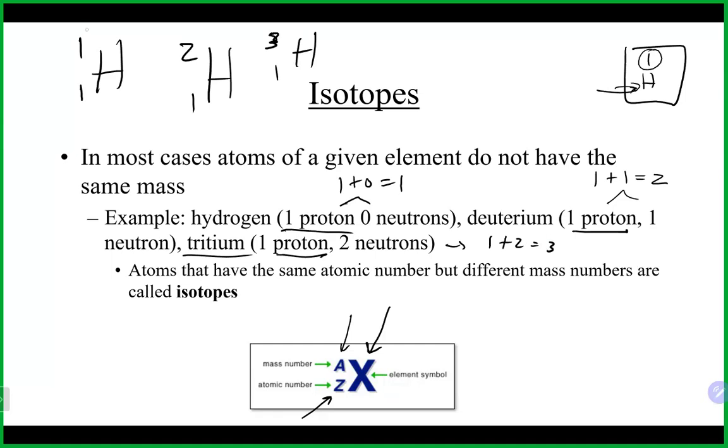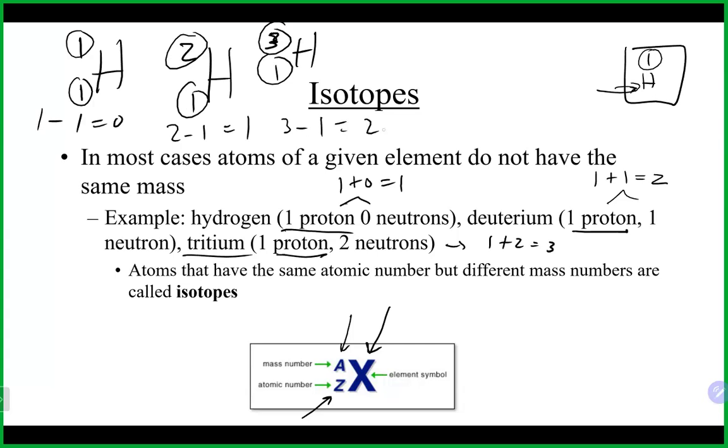By the way, you take the top number minus the bottom number, it gives you the neutrons. 1 minus 1 is 0 neutrons. 2 minus 1 is 1 neutron. 3 minus 1 is 2 neutrons. So top number minus bottom number will give you the number of neutrons, and that's a very common way it is written. Any questions on that?